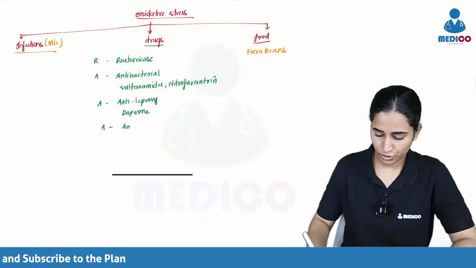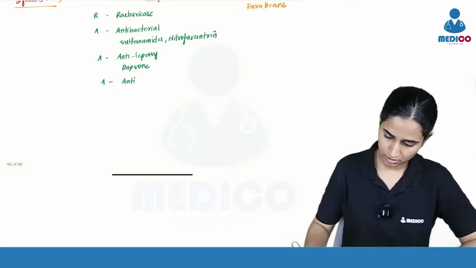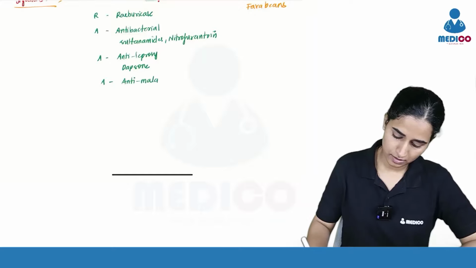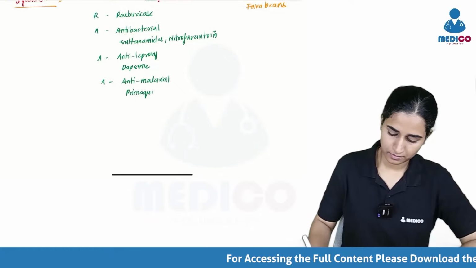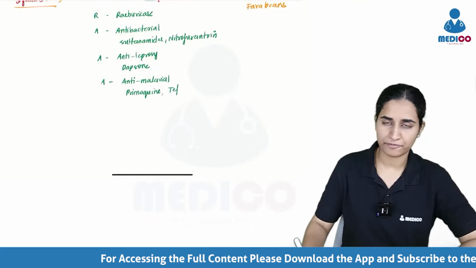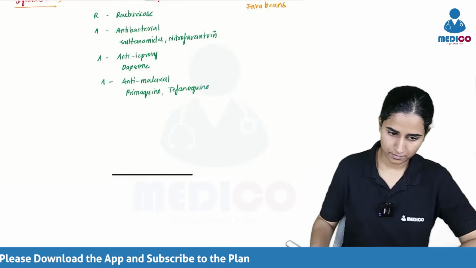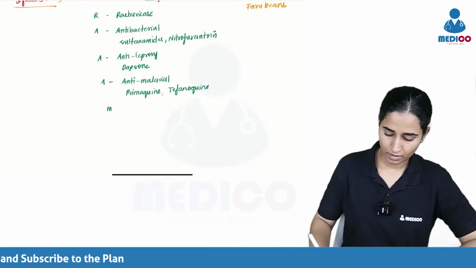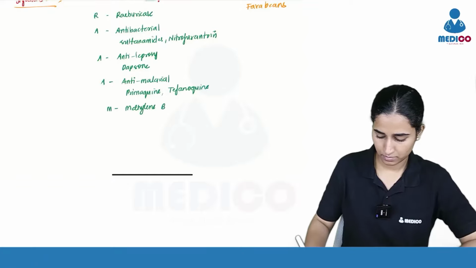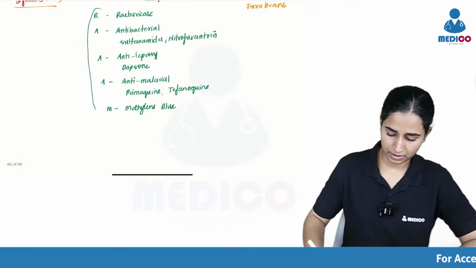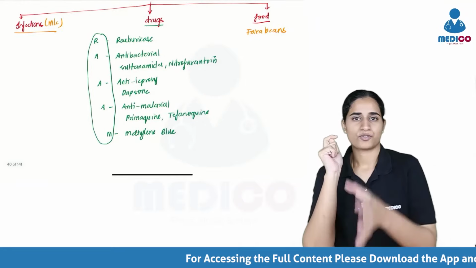Anti-malarial drugs. Which anti-malarial drug can precipitate hemolysis in G6PD deficiency? Primaquine, and a newer drug, tafenoquine. And methylene blue. So you can remember this in this way. So infections, drugs and foods.